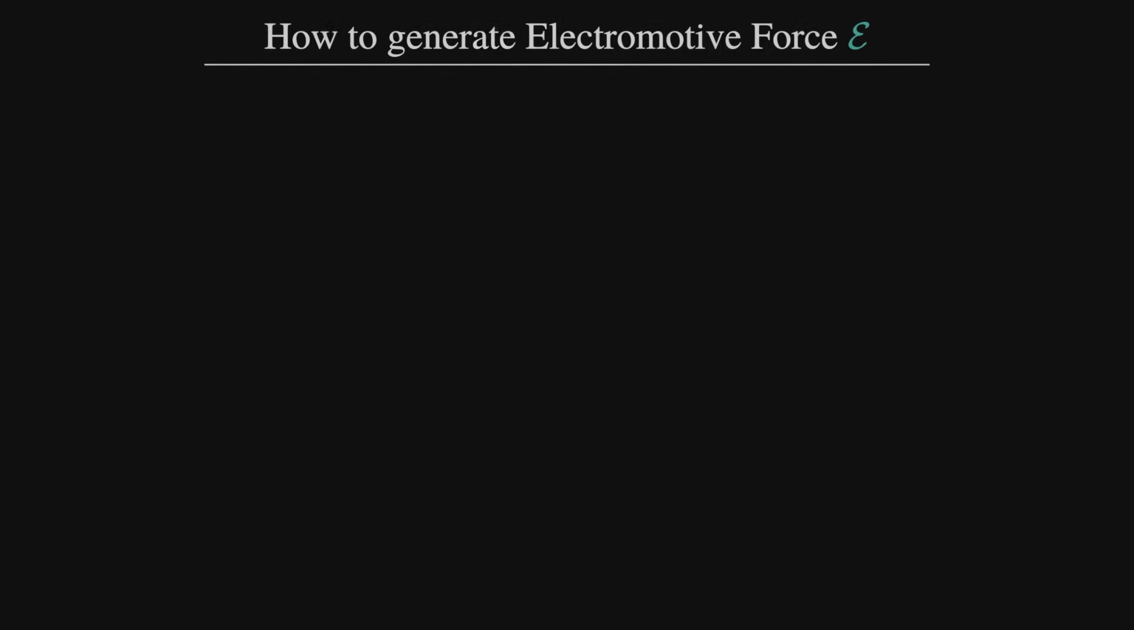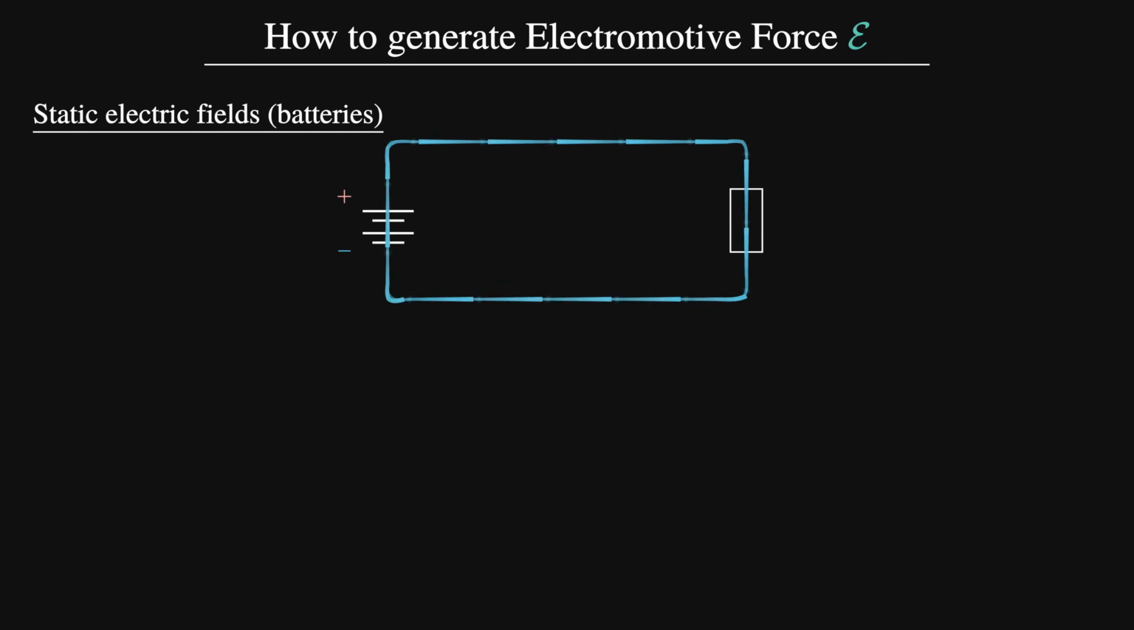There are only two fundamental ways nature gives us a voltage, or more generally, an electromotive force. The first is through static electric fields, which we create by separating charges. This is exactly what batteries do. The battery forms an electric field around the circuit, which pushes electrons around said circuit. This constant field gives us a direct current.